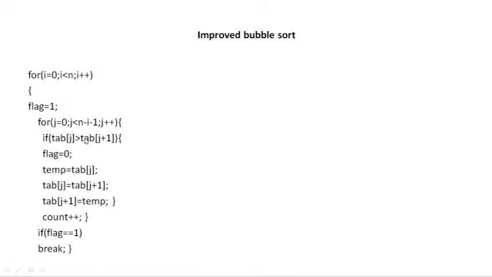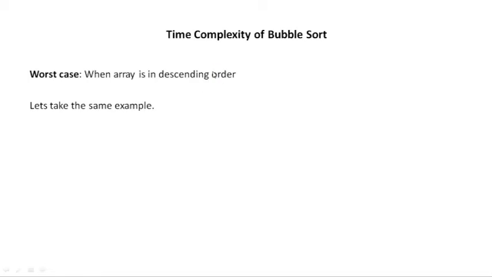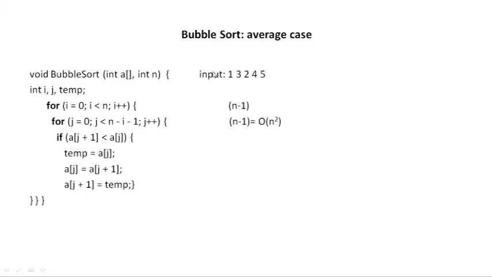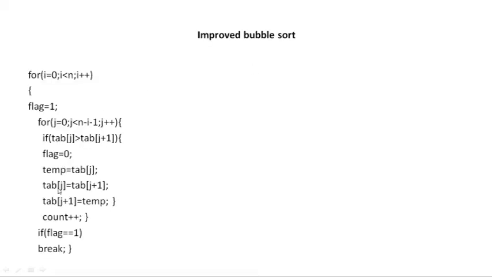When there is swapping of the values, let's say we have values like 1 3 2 4 5, and 3 and 2 here will be swapped, right? If this is swapped, then the flag value will be set to 0. Now the flag is not equal to 1, so we cannot break, and we will start this loop again. In this way we'll have the next pass also.